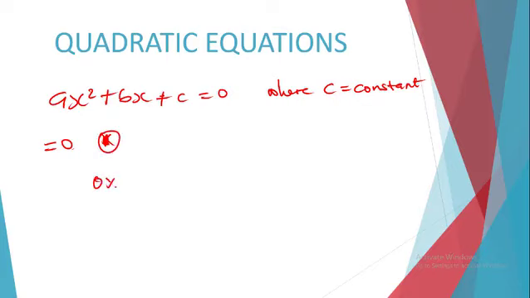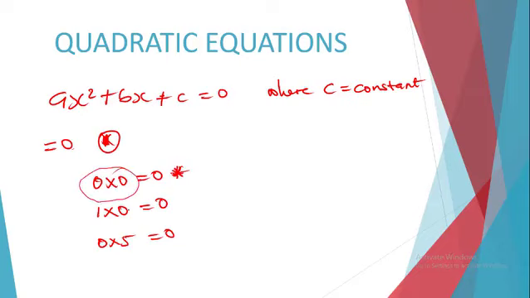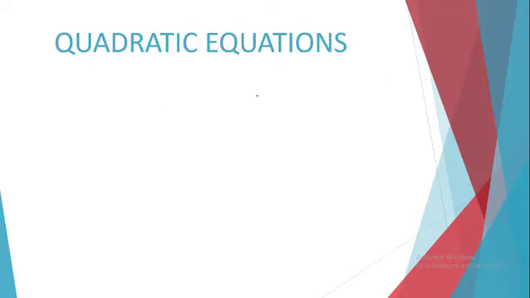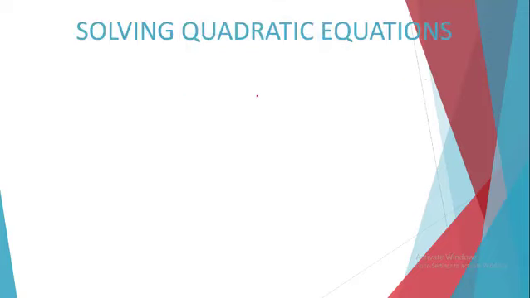For instance, if we have 0 times 0, the product is 0. If we have 1 times 0, the product is 0. If we have 0 times 5, the product also is 0. So we'll agree that when the product of two numbers is equal to 0, either both of the numbers are 0 or one of them is 0. Okay, so let's now solve quadratic equation problems.